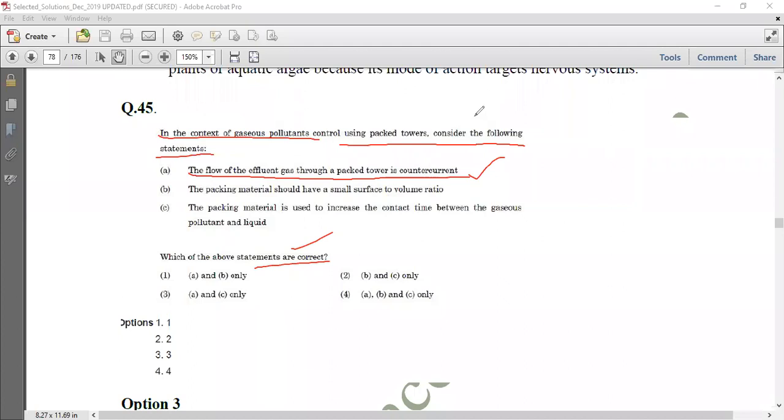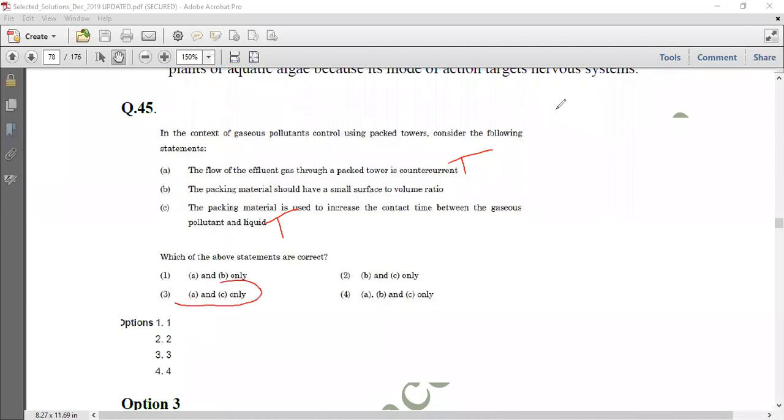Then the second statement: the packing material should have a small surface to volume ratio. This is wrong. It should be large. Surface area to volume ratio should be large. It should not be small. Third statement: the packing material is used to increase the contact time between the gaseous pollutant and liquid. Absolutely true, because there will be more contact time. So first is true and third is true. So A and C are true. So third is the correct answer. Third is the correct answer for question number 45.